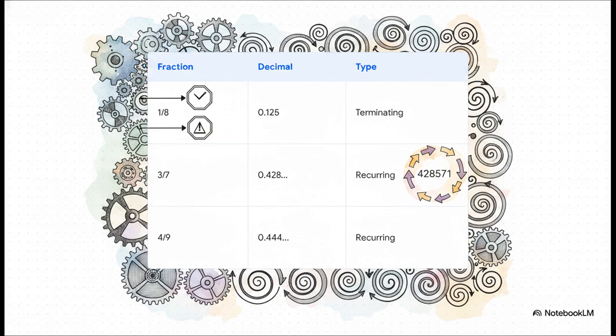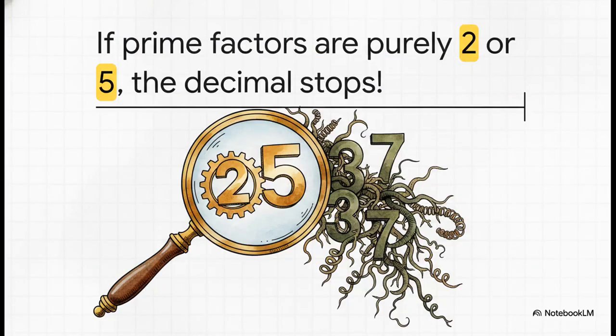Other fractions don't stop, but they do something highly predictable instead. They loop. 4 over 9 gives us 0.444, just repeating forever. 3 over 7 gives us this neat repeating block of 4, 2, 8, 5, 7, 1. So rational numbers either come to a clean, abrupt stop, or they repeat in a predictable, endless loop. Order and predictability, right?